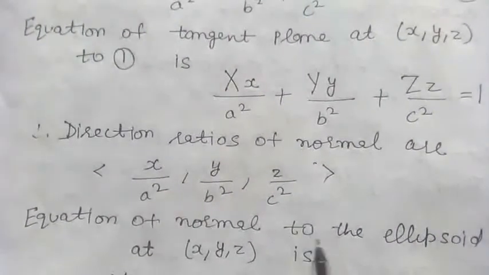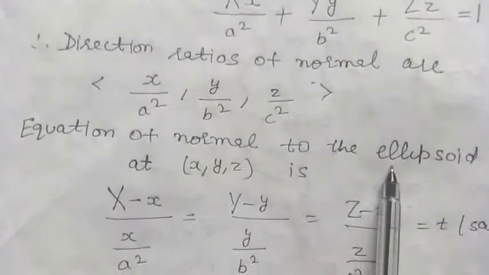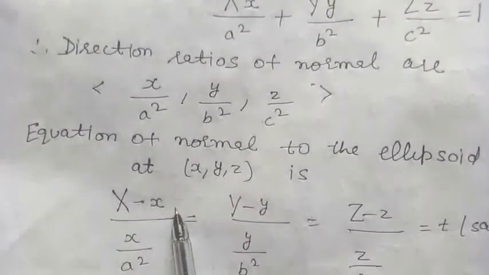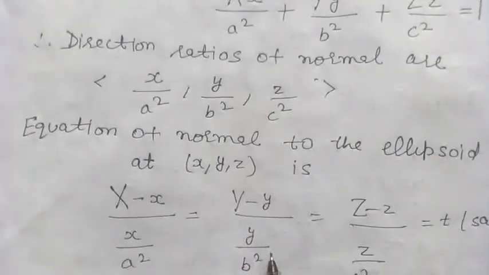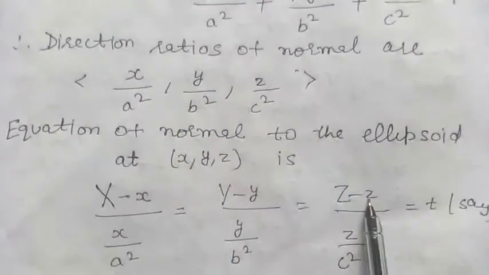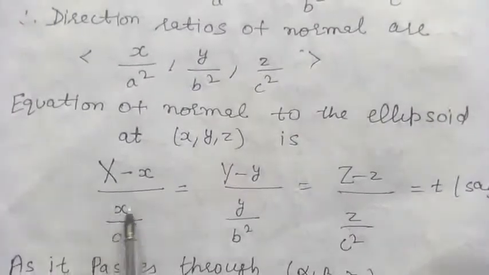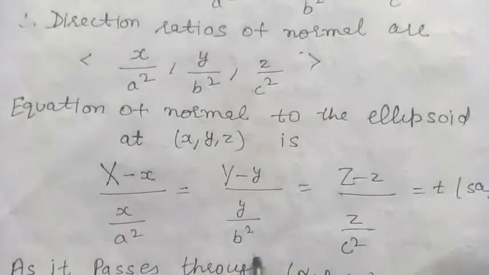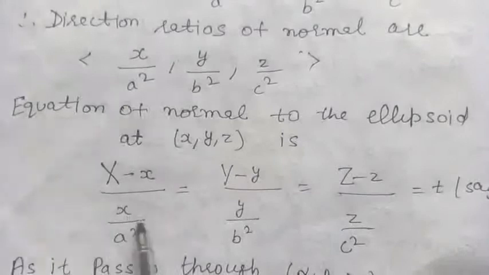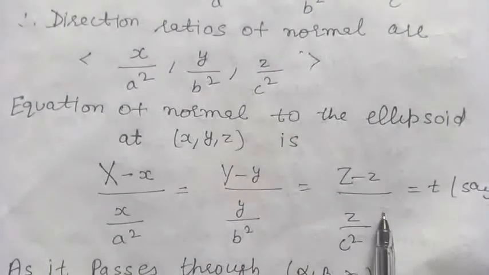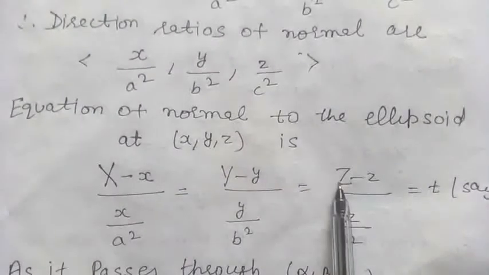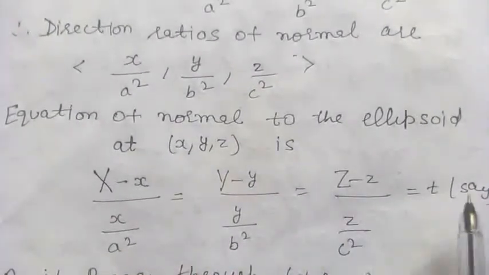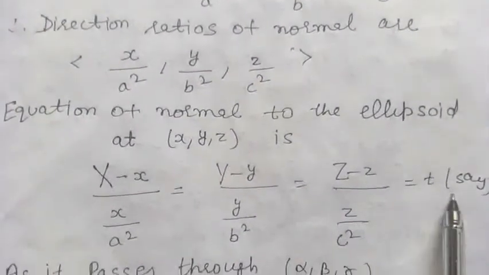Now the equation of the normal to the ellipsoid is given by (X minus x) divided by x by a square, equals (Y minus y) divided by y by b square, equals (Z minus z) divided by z by c square. Here x by a square, y by b square, z by c square are the direction ratios of the normal, and (x, y, z) is the point through which the normal is passing. Now suppose this is further equal to some parameter, say t.